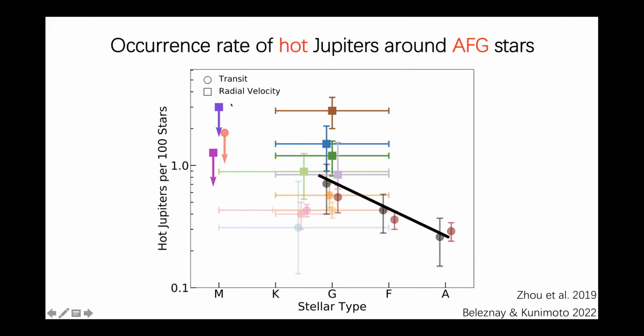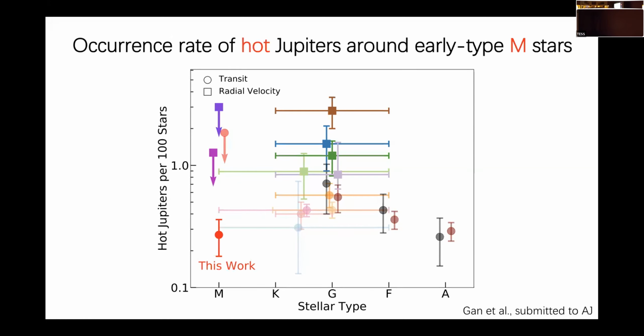In order to test whether this correlation still works on M dwarfs, we constructed a magnitude limited early type M dwarf sample based on the TESS primary mission, which contains about 60,000 stars. We detrended their QLP light curves and searched for the transiting signals, as well as characterizing the detection completeness through an injection and recovery test. Finally, we obtain a hot Jupiter occurrence rate around the early type M dwarfs to be around 0.3%.